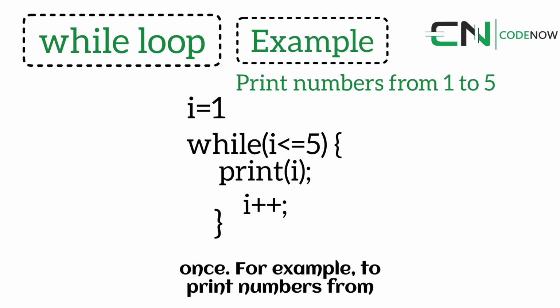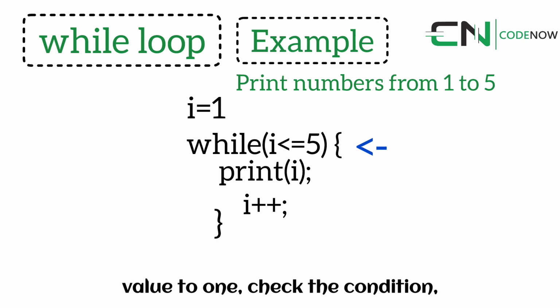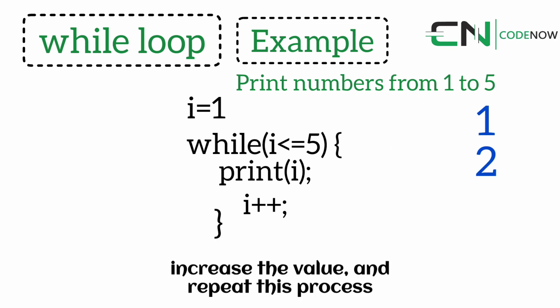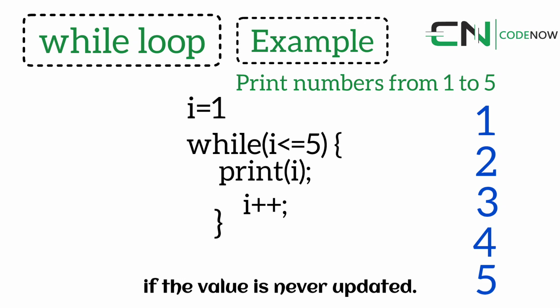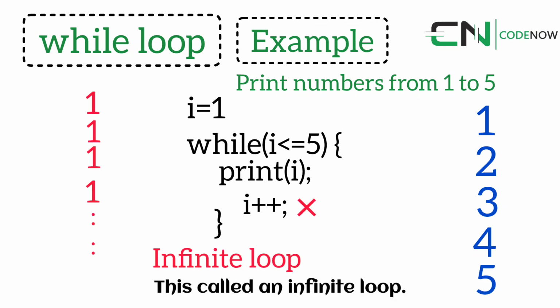For example, to print numbers from 1 to 5, we first set a value to 1. Check the condition. Print the value if the condition is true. Increase the value, and repeat this process. If the value is never updated, the loop will keep running forever. This is called an infinite loop.